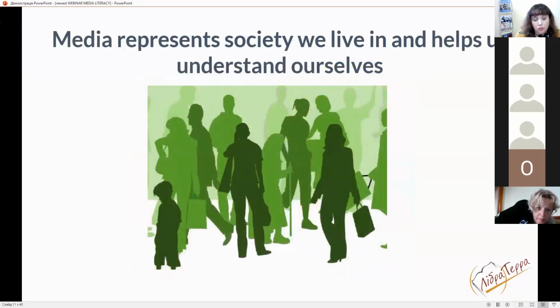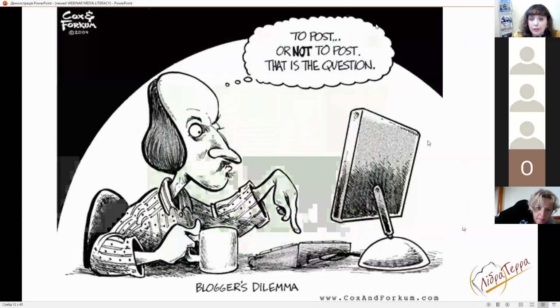Then another important factor about media is that it also represents our values. We can understand more about the society we live in and how we view ourselves and other people. In this case, you can think about, for example, the representation of an ideal woman and an ideal man in the modern world. So the next slide, and a rather funny one, I think, is related to the well-known Shakespeare.